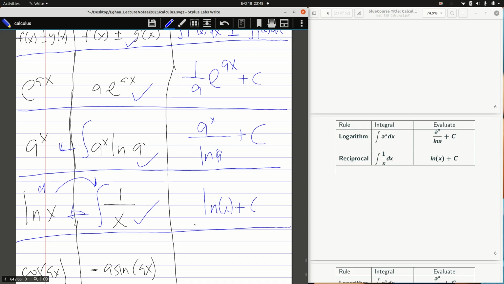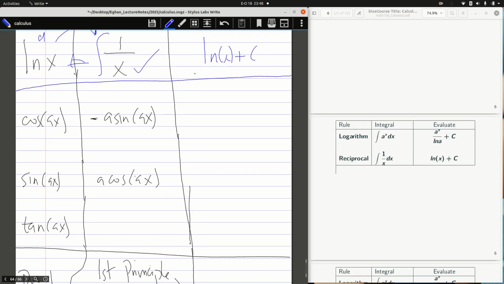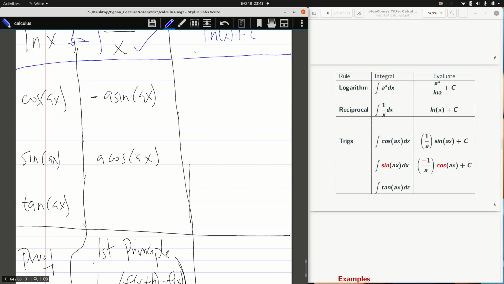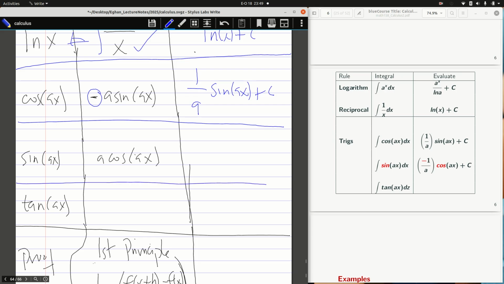And then the last things are the trigs. We went through the derivatives of trigs, and here if I integrate cos ax, I should divide by the constant a: sin ax plus c. Now note what happened. We don't have a negative sign here, so we become positive instead. But if I have sin ax, then it rather becomes the negative of it: negative cos ax plus the c.